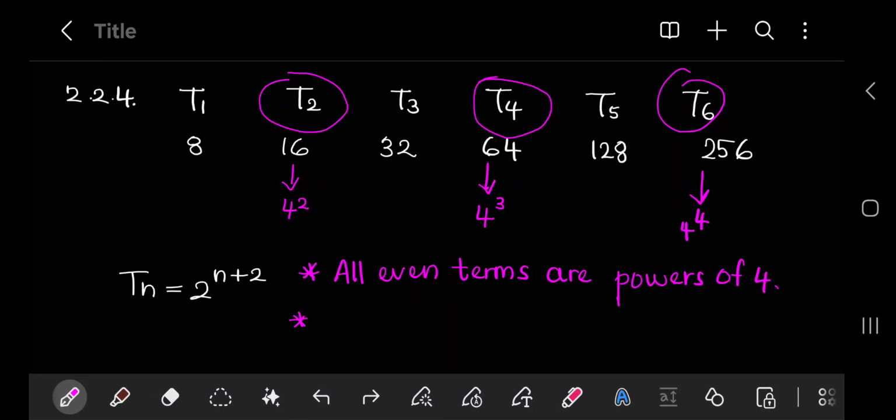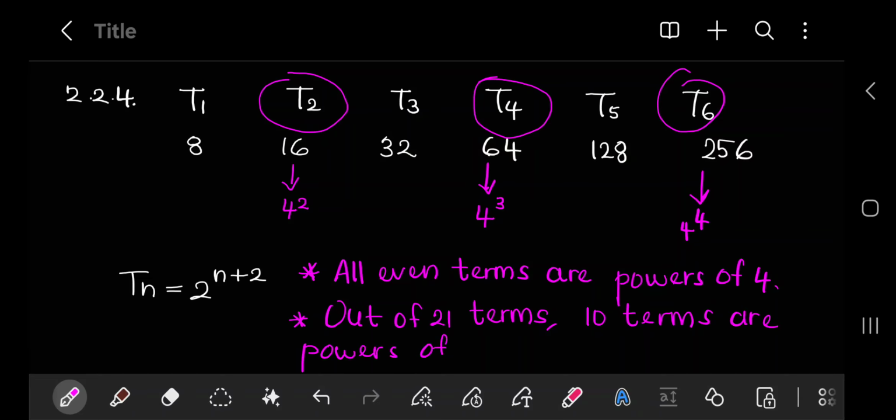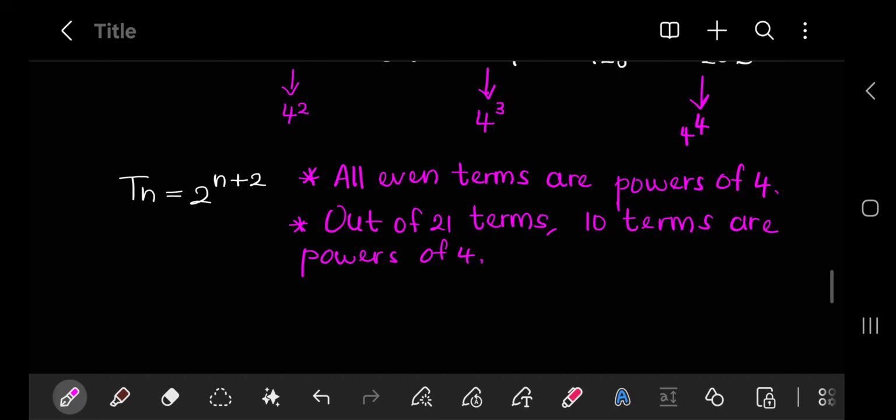So let's write this better. Let's say out of 21 terms, 10 terms are powers of 4. That's going to be term 2, 4, 6, 8, 10, 12, 14, 16, 18, 20. We're not going to say 22 because it stops at term 21, okay? So there's only 10 terms that are powers of 4.